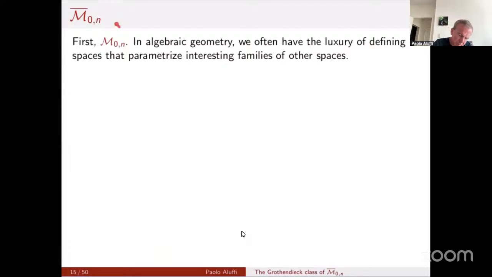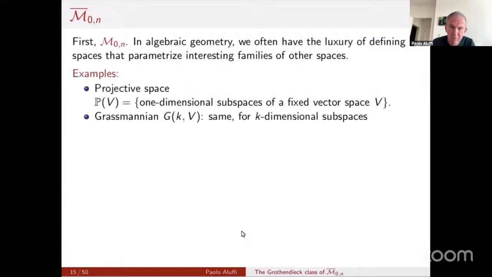So let me first tell you something about the moduli space of genus 0 pointed curves without the bar, so without compactifying. And this is a workshop in algebraic geometry, so you're all familiar with the fact that in algebraic geometry, we have this beautiful luxury of defining spaces that parameterize families of interesting spaces. The main example is the projective space. Projective space parameterizes one-dimensional subspaces of a fixed vector space. And in a mild generalization, the Grassmannian does the same, but for k-dimensional subspaces. These are algebraic varieties, and their job is to parameterize other algebraic varieties.